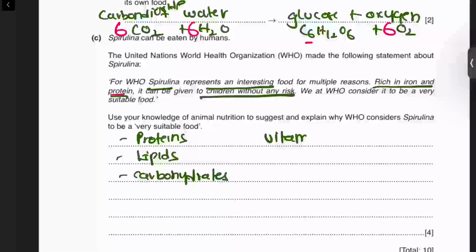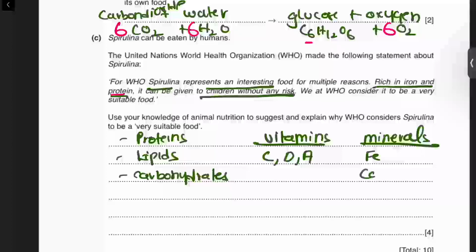When it comes to vitamins, what are the vitamins you are supposed to know? Vitamin C, vitamin D, and vitamin A, right? Vitamin A prevents night blindness. And the minerals you need to know about are iron and calcium. That's basically it. So iron and calcium is what is in your syllabus. Iron is needed for hemoglobin production. Calcium is needed for strong bones and teeth.